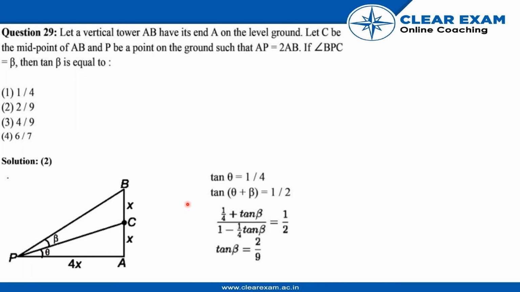Now we know that tan x plus y, the property, tan x plus y is equal to tan x plus tan y upon 1 minus tan x tan y, right? So in this case, tan theta, which is given here, 1 by 4 plus tan beta upon 1 minus tan theta and tan beta, right? So solving this equation gives us the value of tan beta, that is 2 by 9. Hence the correct answer is option 2.